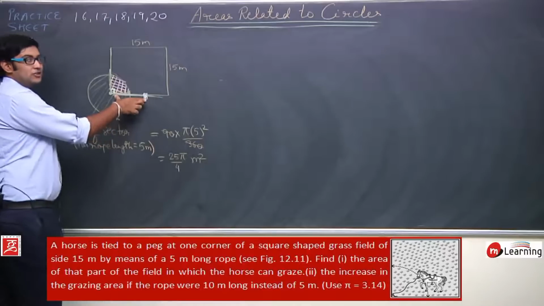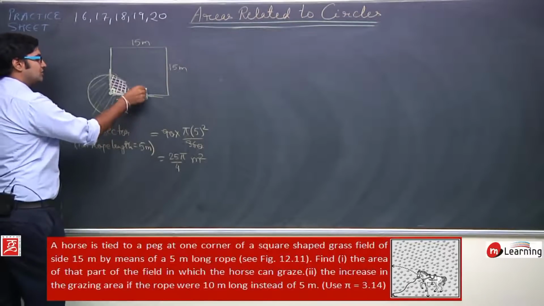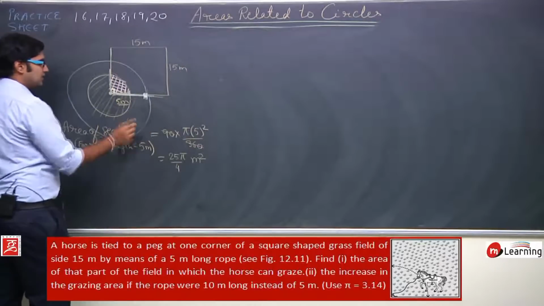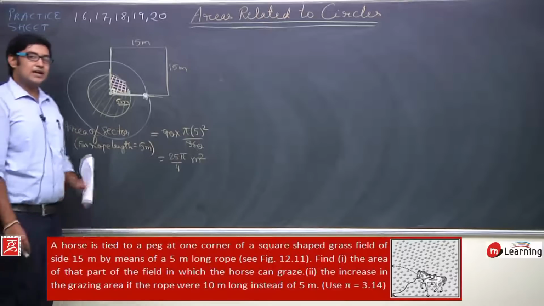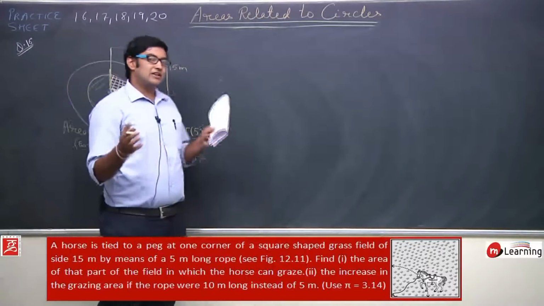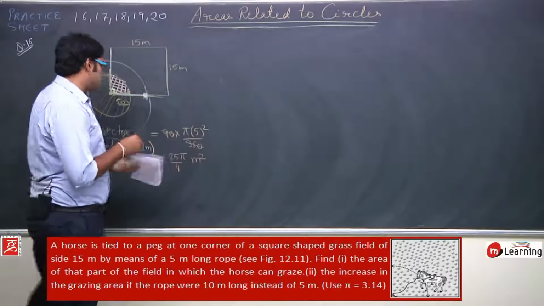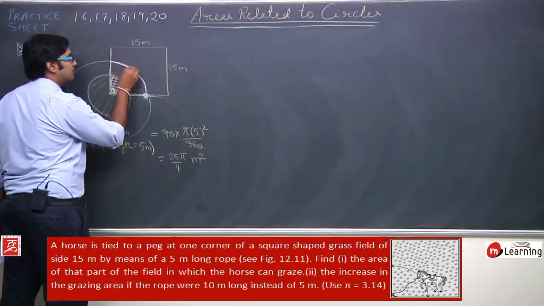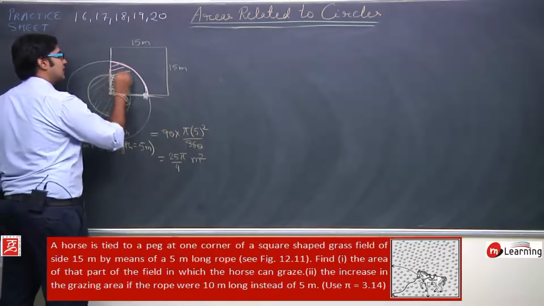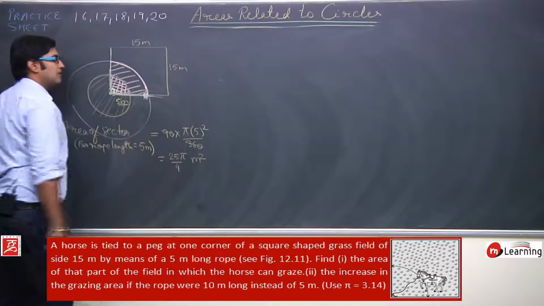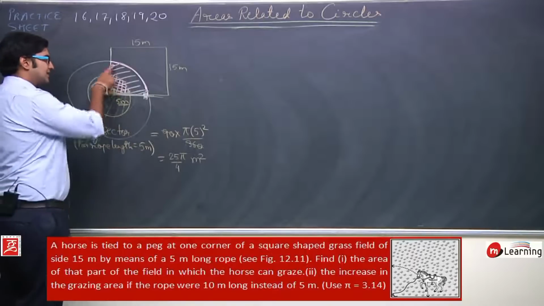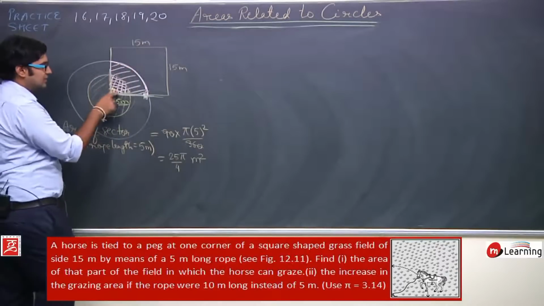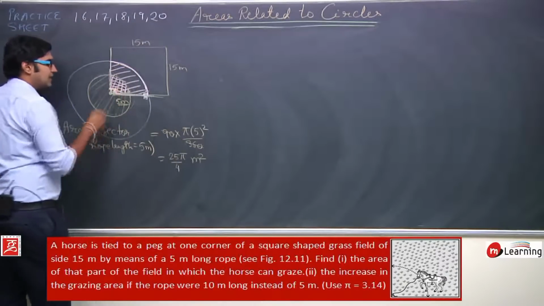Now since the length of rope is 10 meters, the horse can move in a big area, and this will be the area in which the horse can move. But again, the horse will travel in a circular direction, but the field will only be in this much part. So this is the field. Definitely I can see this is also a sector of this particular circle, and this sector also has an angle of 90 degrees.